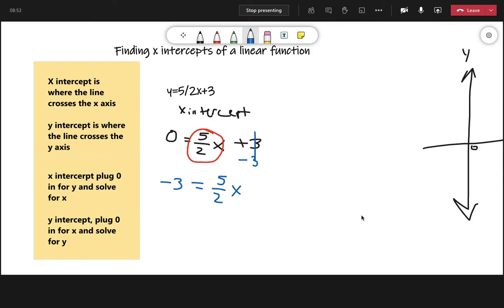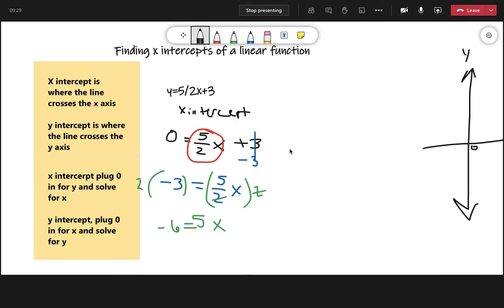Now, I hate working with fractions. So what I'm going to do for this one is get rid of my denominator. Remember, a fraction just means dividing. The denominator is dividing, the numerator is multiplying. This 2 is dividing our x. To get rid of the 2, we have to do the opposite of division. We're going to multiply both sides by 2. These 2's are going to cancel out, giving me negative 6 equals 5x.